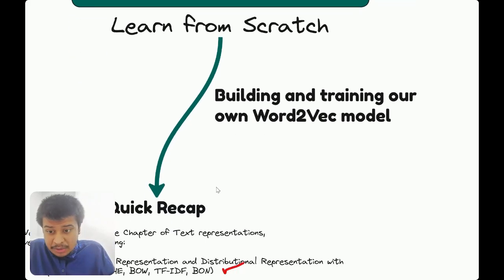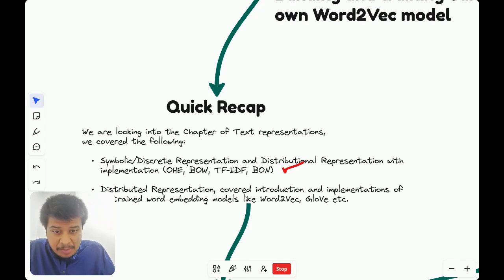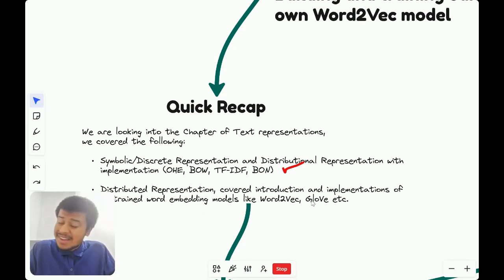Fine. So before getting into that, we'll have a quick recap of what we have done till now. We started off with the symbolic discrete representation and then distributional representation of the text, with implementation of one-hot encoding, bag of words, term frequency, inverse document frequency, and then bag of n-grams, all of these different techniques for representing the text. And then we went for distributed representation, and we saw how word embeddings work, how they are useful, and then we saw pre-trained word embedding models like Word2Vec and GloVe and many others like fastText. But then we implemented these two alone.